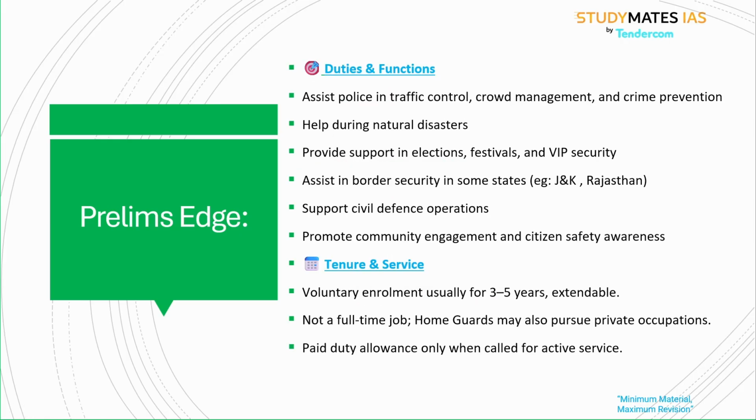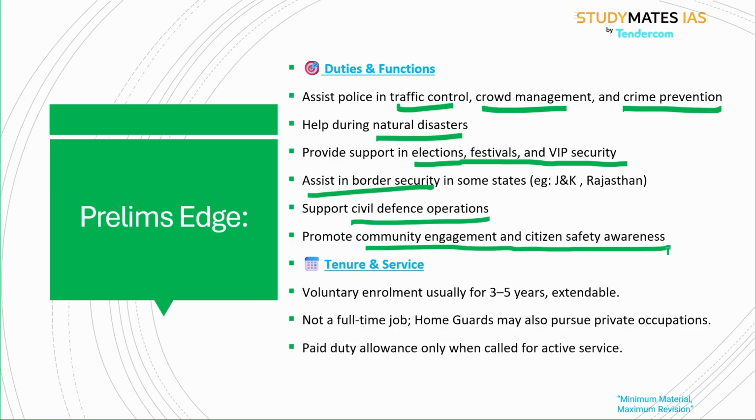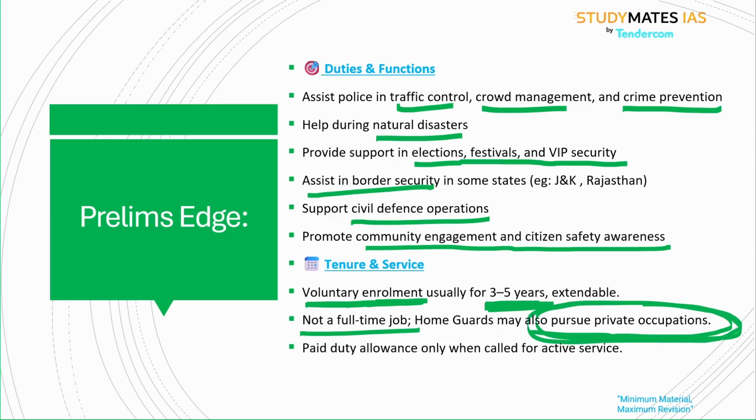Now, their duties and functions: they assist police in traffic control, crowd management, crime prevention, natural disaster, elections, festival, VIP security, border security, civil defense operations, community engagement, citizen safety awareness. They usually voluntarily enroll for 3 to 5 years. It's not a full-time job. They can pursue private occupation also. So this is only a part-time job. And paid duty allowance is given only when they are called for active service.